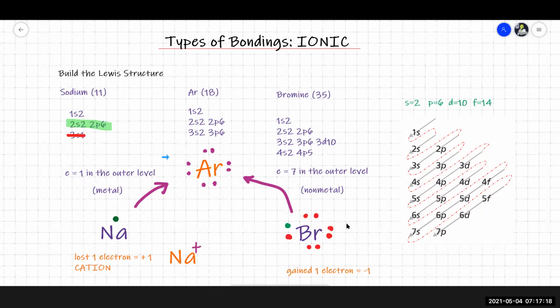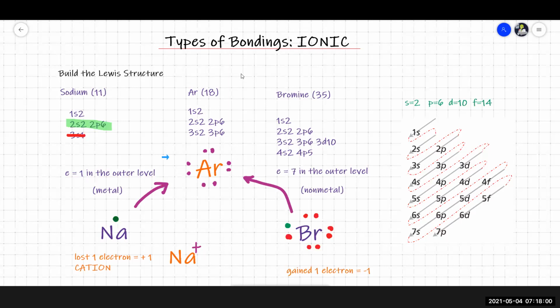Argon, which is number 18. Just make sure that everything I'm showing you here makes sense, because it has a purpose. Is my Lewis structure right? 8 electrons. So because there are 8 electrons, you put the 8 dots around the argon symbol.